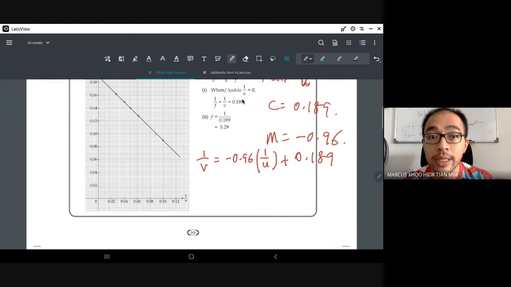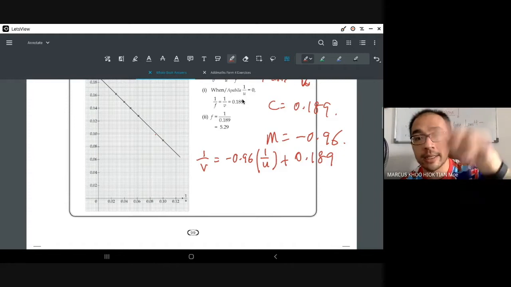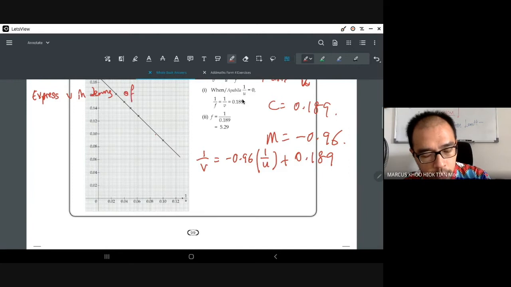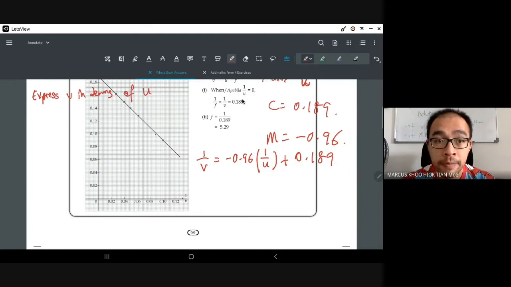This is something that we have done before. We take the y-axis, take the x-axis, then we put in the gradient and the c, and that's the equation. Sometimes they will ask you to change this. They say express v in terms of u, and this is something that we did yesterday.